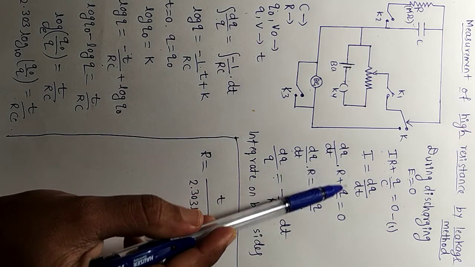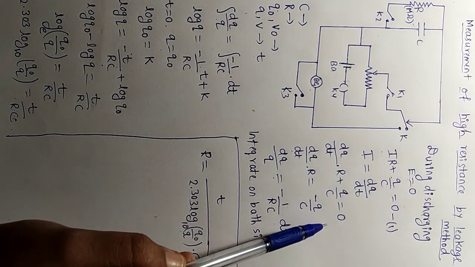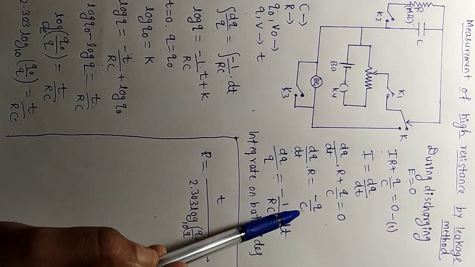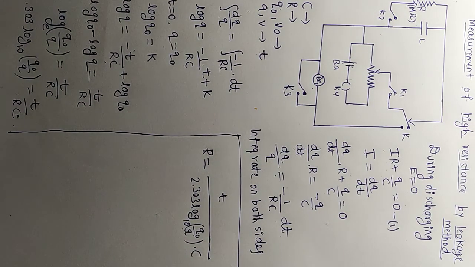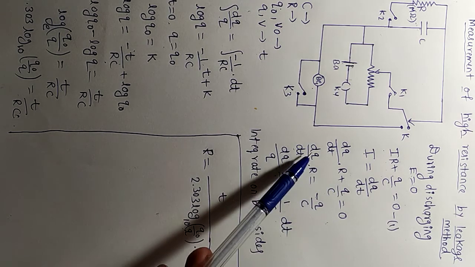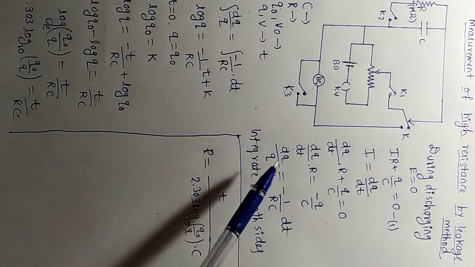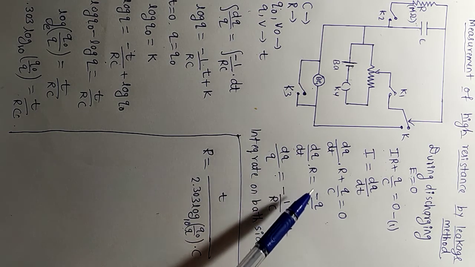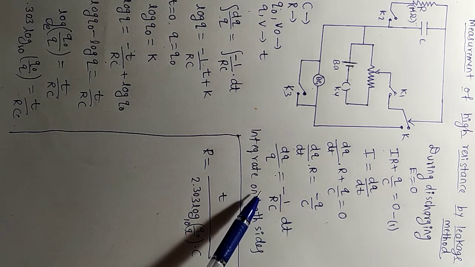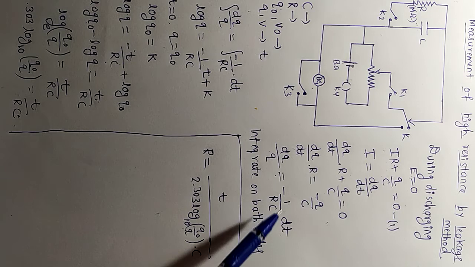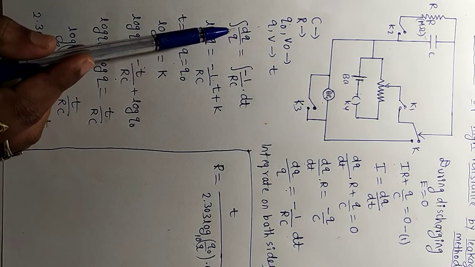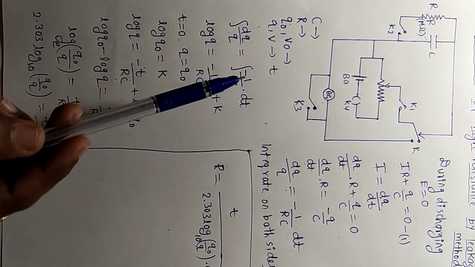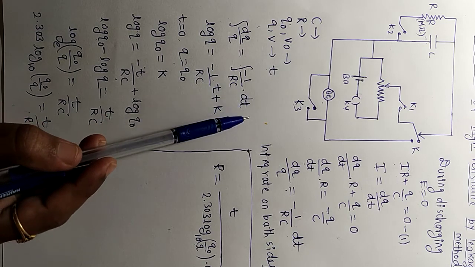For this equation, transfer plus Q by C to the other side, so it becomes minus Q divided by C. Now make the Q terms on one side and the other terms on the other side. So what do we get? We get dq divided by Q is equal to minus 1 divided by RC into dt. For this, integrate on both sides. So if you integrate, you get the integration of dq by Q is equal to the integration of minus 1 divided by RC into dt.